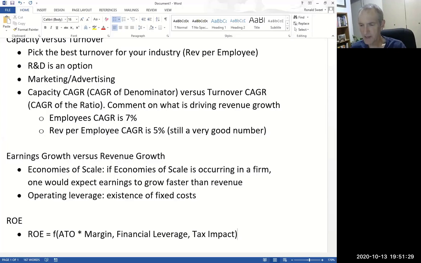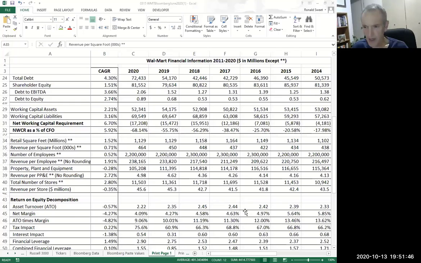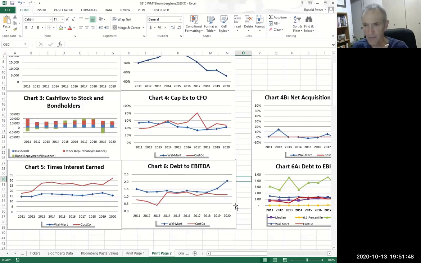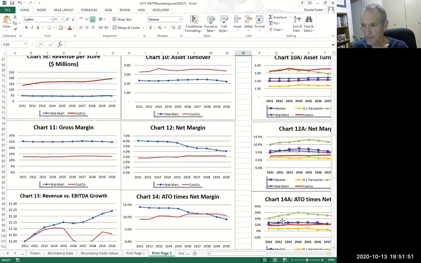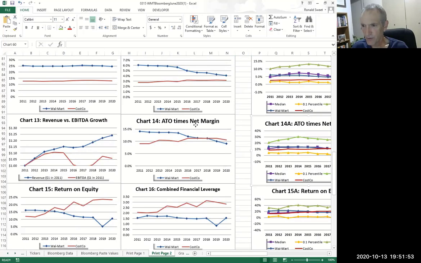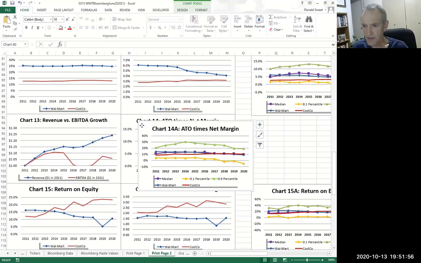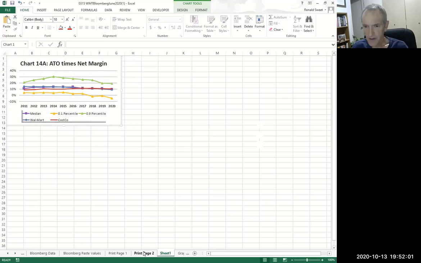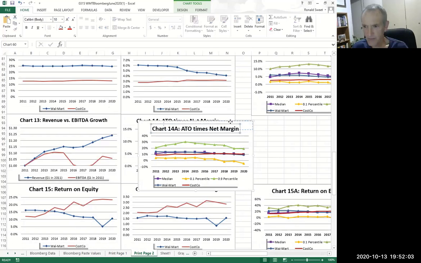So what I'd recommend, we talked about that in the class, but just to remind you, get those 3 graphs together. Let me show you again with Walmart. When you get to this section, just put those 3 graphs together. You're on print page 2. So you have chart 14 or 14A, either one. You can take that one and put it down. You have your financial leverage.